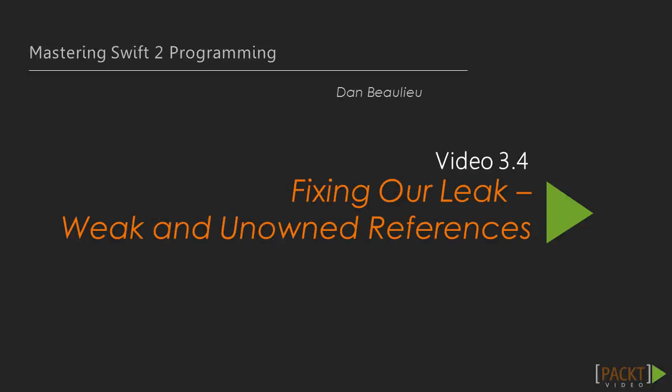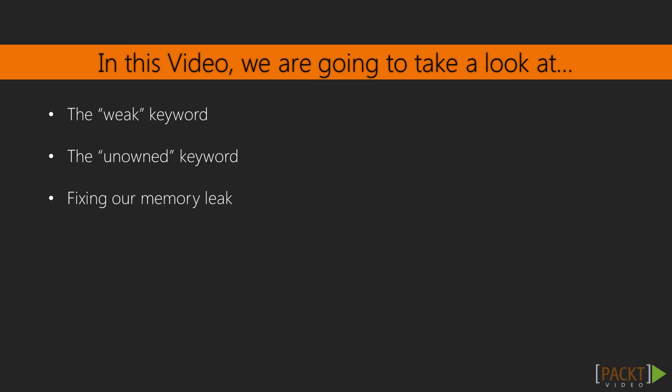In the previous video, we created a strong reference cycle that caused a memory leak in our application. We then saw how to identify the memory leak using Instruments. In this video, we'll fix our memory leak problem by utilizing the weak keyword. We'll also look at other use cases for the weak and unowned reference modifiers.